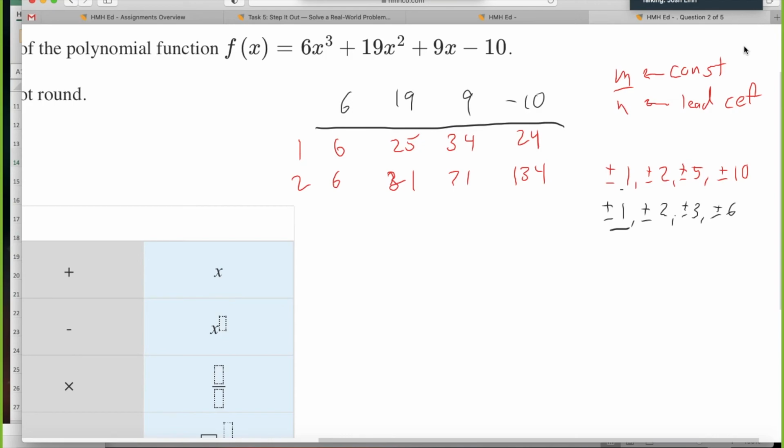I don't know. I'm just going to try the -1 too while I'm at it. 6 times -1. 19 minus 6 is 13. 13 times -1 is -13. 9 minus 13 is -4. -4 times -1 is +4. So that's going to be -6. I don't know if our smaller remainder or closer to 0 remainder is better or not, but we're going to keep trying.